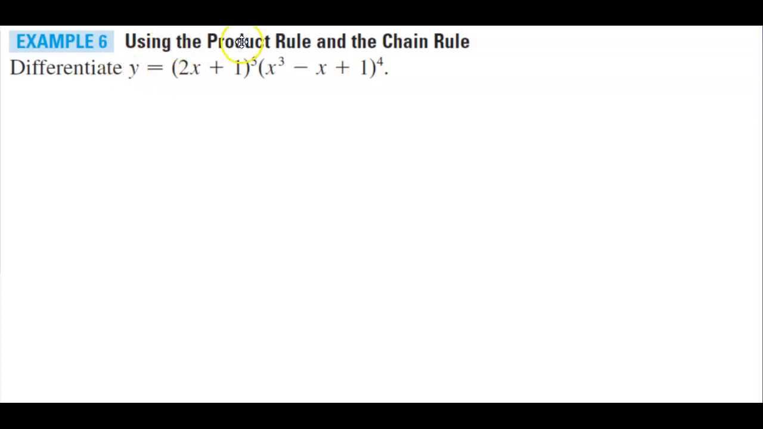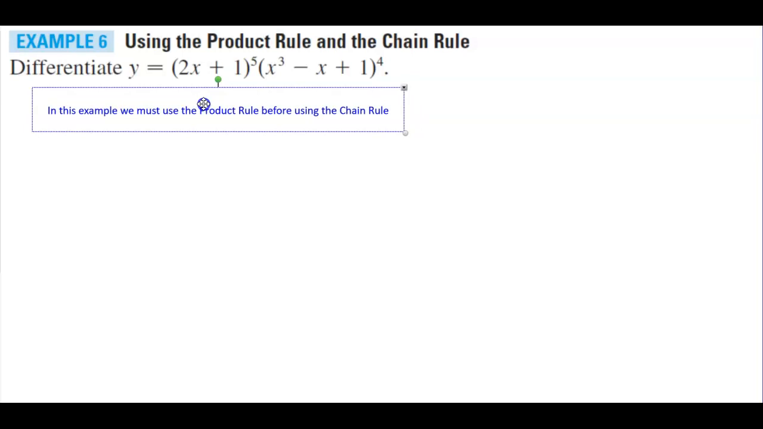Example 6, using the product rule and the chain rule, we're going to differentiate the function y, which is equal to (2x + 1) to the 5th power times (x cubed - x + 1) to the 4th power. In this example, we must use the product rule before using the chain rule.